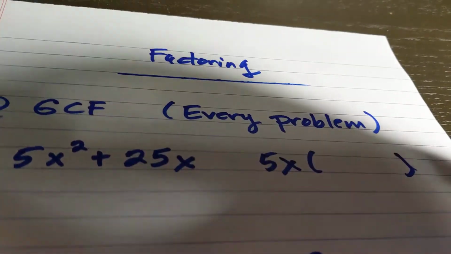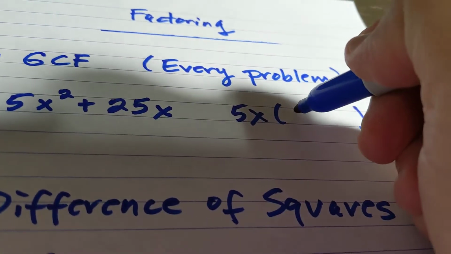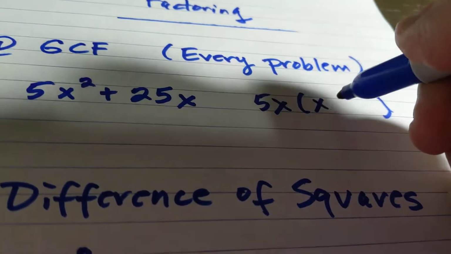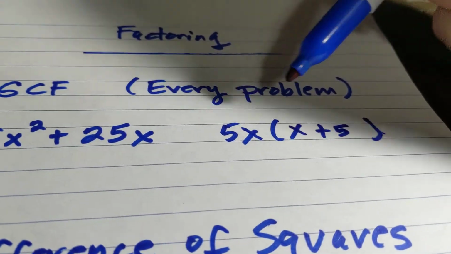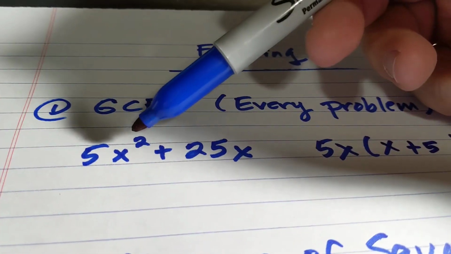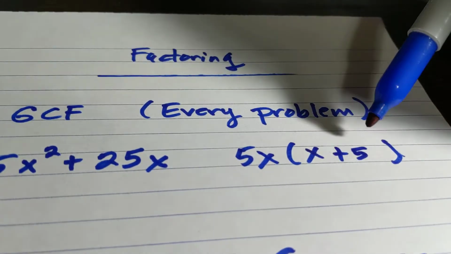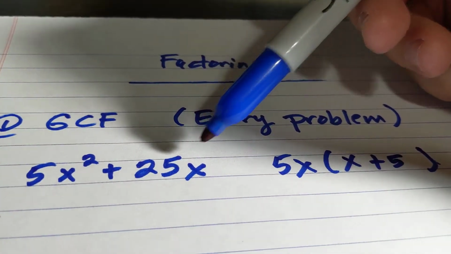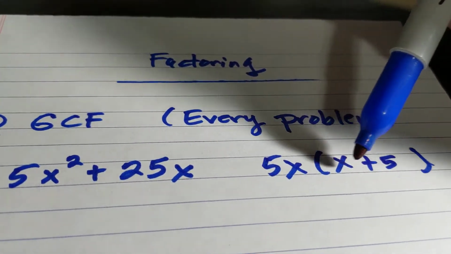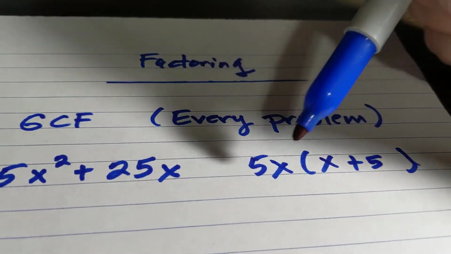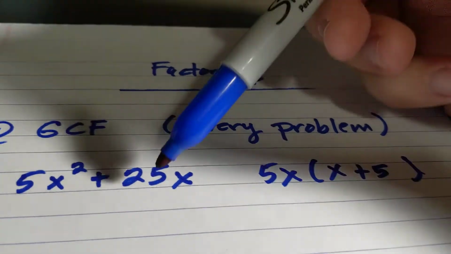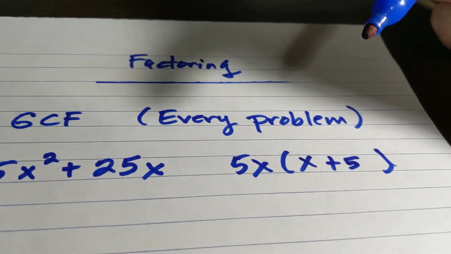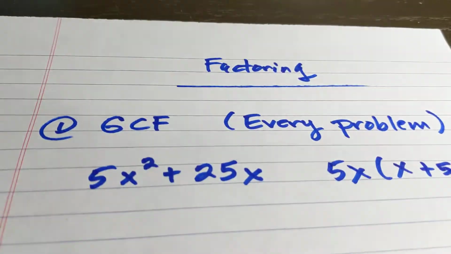Then I'm just going to fill the rest of this in by using the distributive property. As I double check, 5x times x is 5x squared, and 5x times 5 is 25x. So once I get the GCF, I fill this in by saying what times this would be that, and what could I put here times this would be that. There you go. So that's called factoring out the greatest common factor.